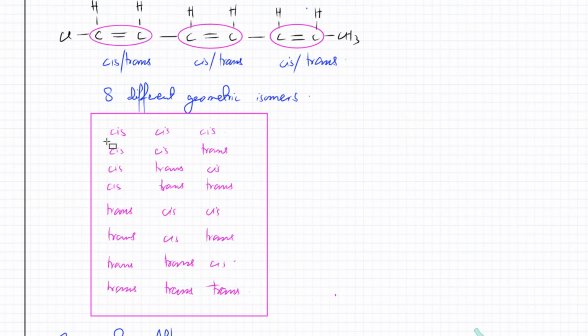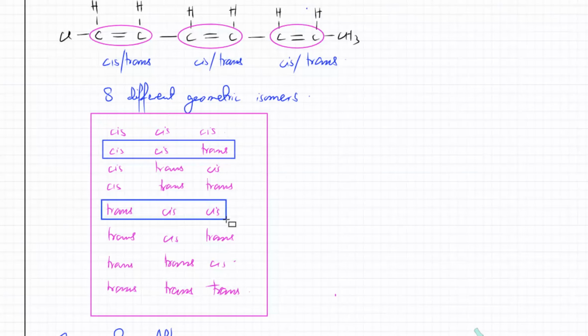If I take the first one, it's cis, cis, and cis. If I flip it around, I'm still going to get cis, cis, and cis, right? So that's a unique arrangement. It doesn't match any one of them. So that's the first one. What about this one? If I flip it around, what do I get? I get trans, cis, cis. So these two are exactly the same. Is that clear? Yes, sir. So these two would be the same if the molecule is symmetric.